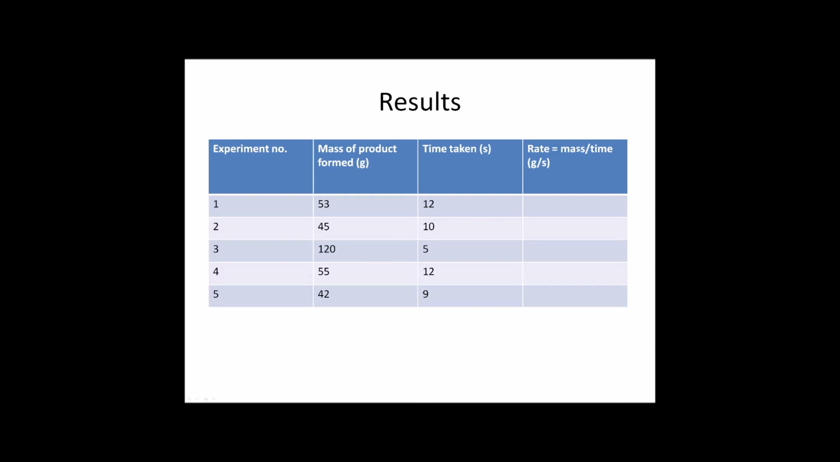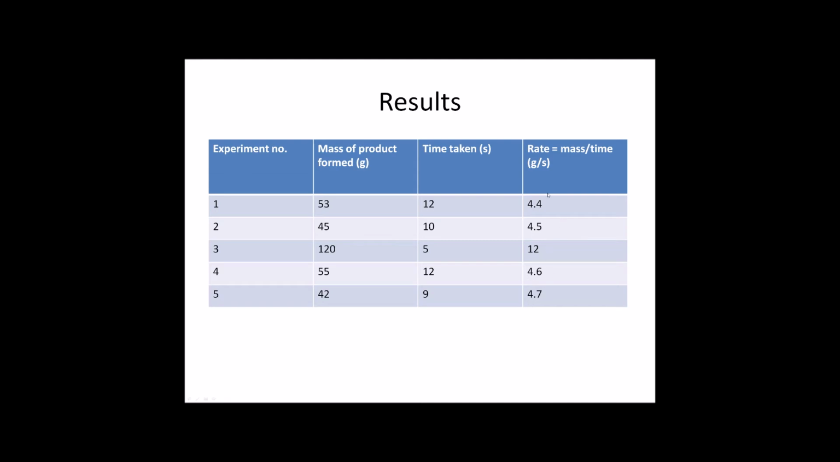So it's very simple. You've got to take the mass from the mass column and put it in where we see mass in the equation, rate equals mass. And then take the time and put it in the time slot, so mass divided by time. So in the first one, 53 divided by 12. The second one, 45 divided by 10, and so on. And here I've given the answers to two significant figures, so 4.4, 4.5, 12, 4.6 and 4.7.